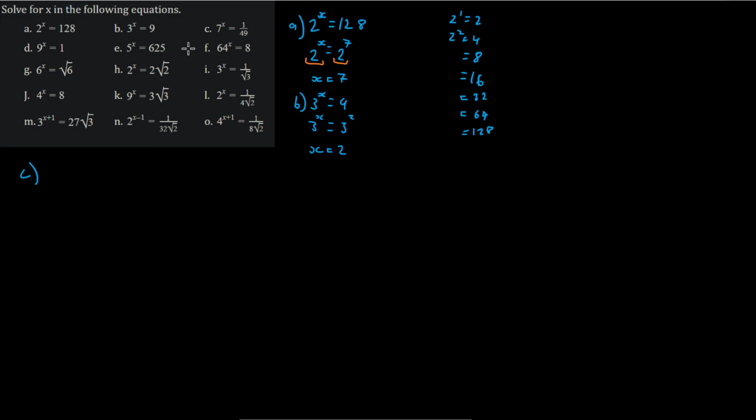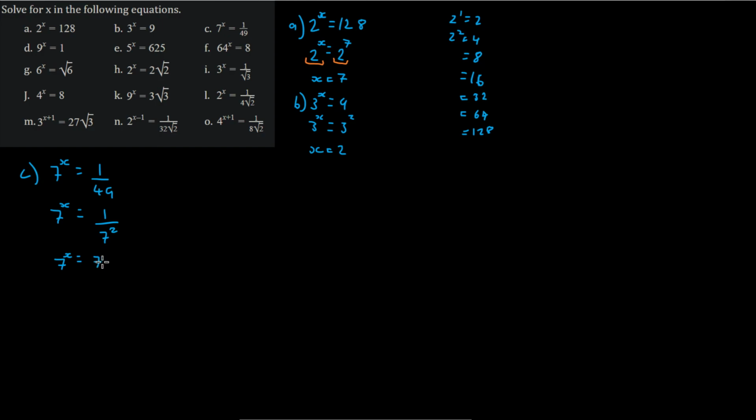C now. Oh, I like how they increase the difficulty with these. This is really good. We've got 7 to the power of x equals 1 over 49. So 49, that's pretty familiar. We can work with that at least. 1 over 7 squared. The only problem is they're not the same thing. We don't have 7 equals 7. We've got 1 over 7 squared.